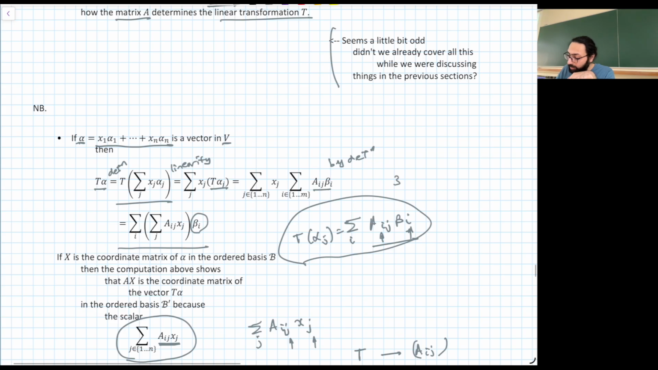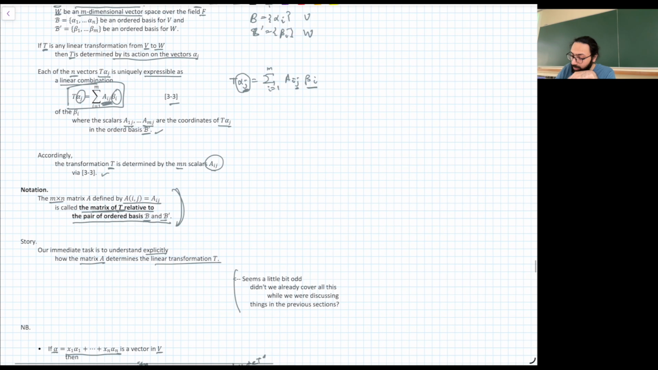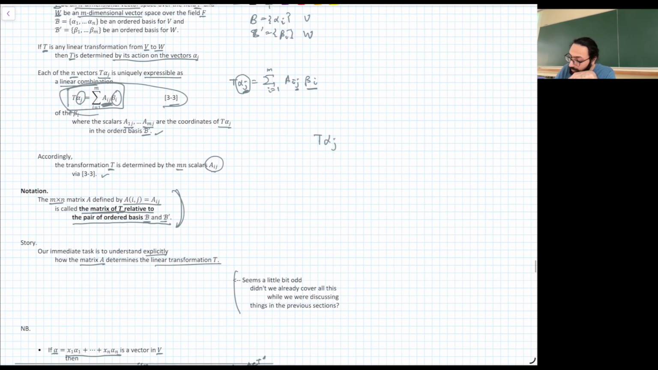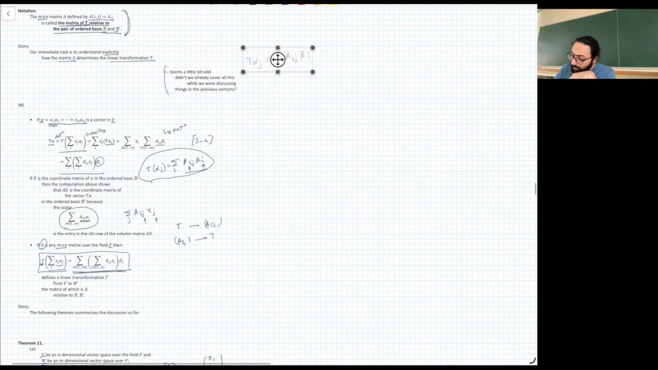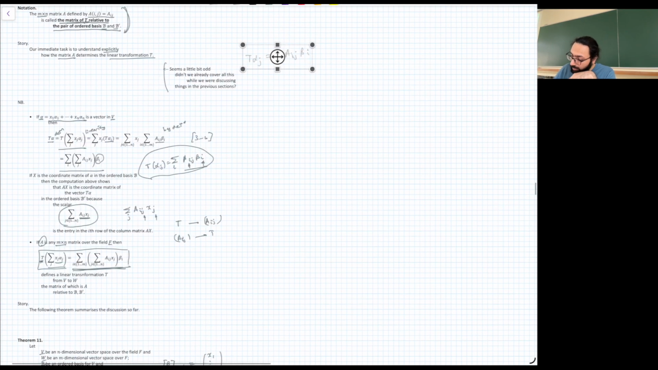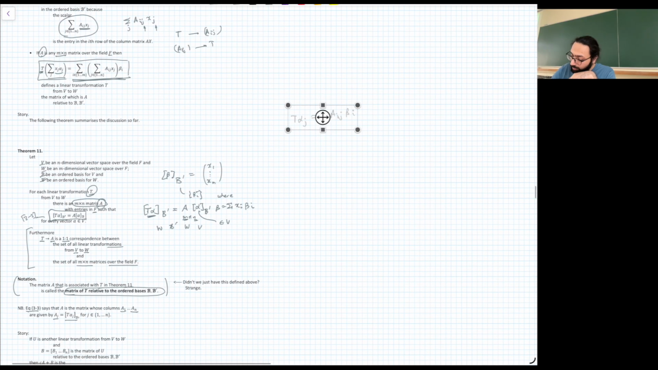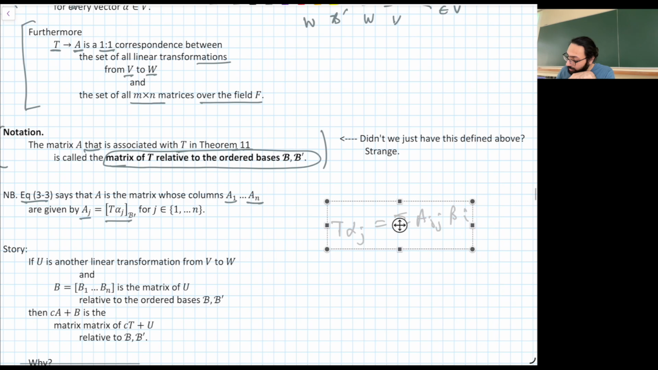I think it's probably this one, 3.3. Let's see. Oh no, it's here. That's the one. Okay, so 3.3 is basically this thing: alpha J is the sum over i of A_ij beta_i. So what is this? Right here. Okay, so this is equation 3.3, and equation 3.3 is saying that.